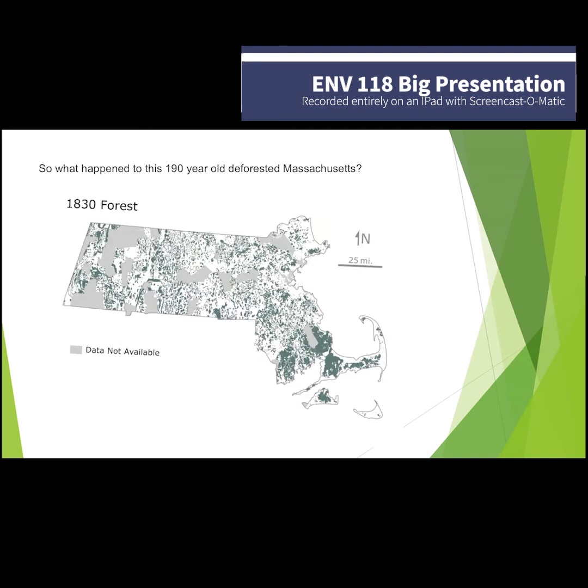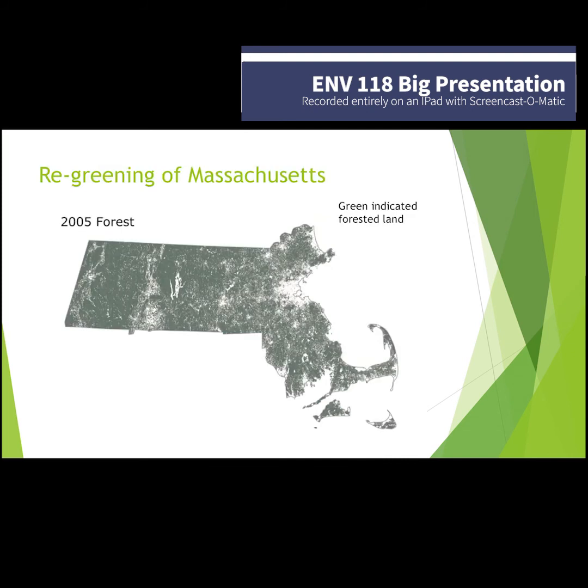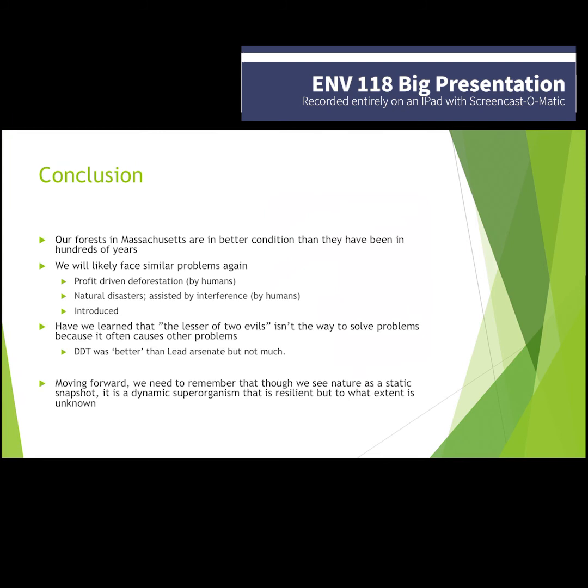So what happened to this 190-year-old deforested Massachusetts? It turns out that Massachusetts has done a really good job at regreening itself. So in conclusion, our forests are in better condition than they have been in the past several hundred years. We will likely face similar problems again, such as profit-driven deforestation, whether it be for the wood itself or for development, natural disasters, which are often assisted by human interference, and introduced pests.